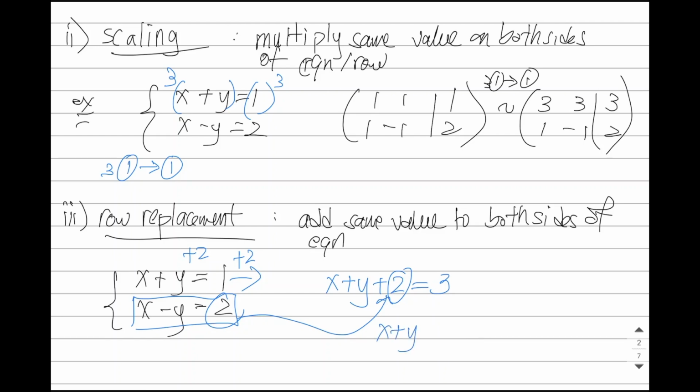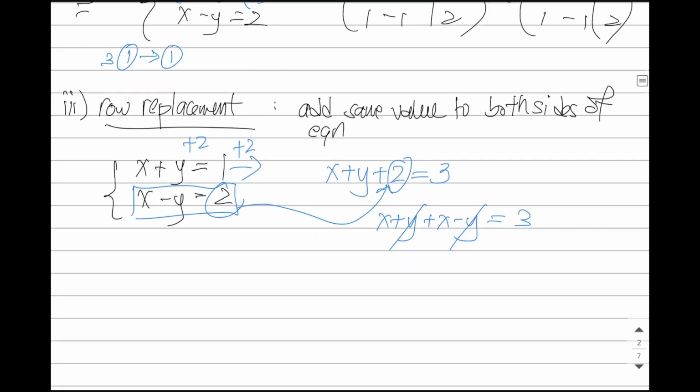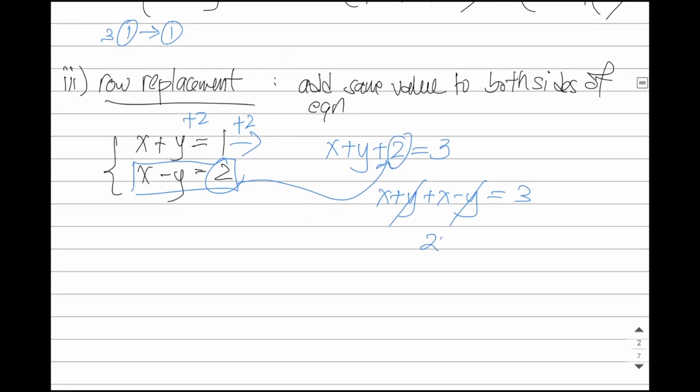2 could be swapped out with x minus y. The reason I add 2 to both sides is because I want to switch the stuff on the left to an x minus y. Why do I want to do that? Because those y's will cancel out, and that will make my equation look really simple. Row replacement is a way of eliminating variables if you need to.